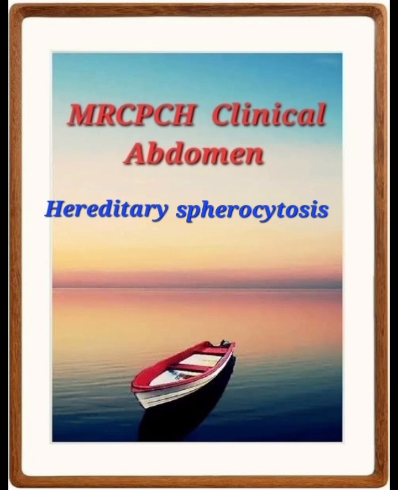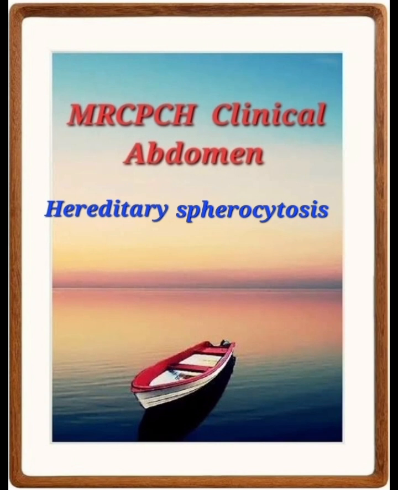In sickle cell anemia we find only hepatomegaly. In sickle thalassemia, we find both hepatosplenomegaly. Then hereditary spherocytosis, which I discussed, has splenomegaly or a splenectomy scar. That is, a Kocher scar for cholecystectomy.